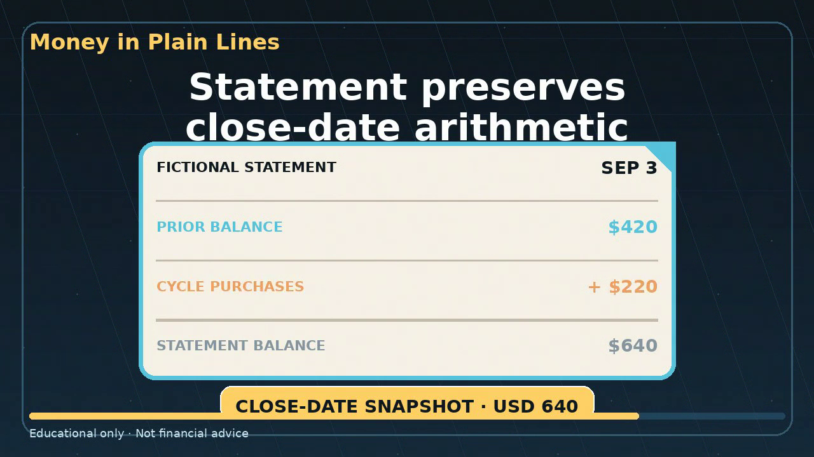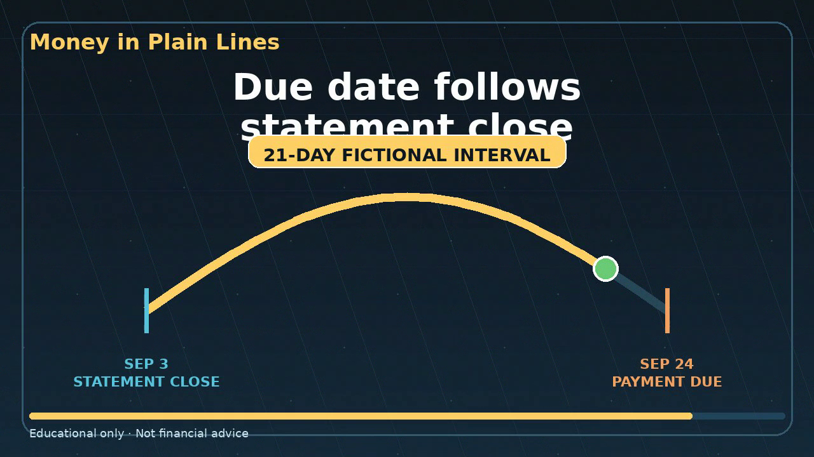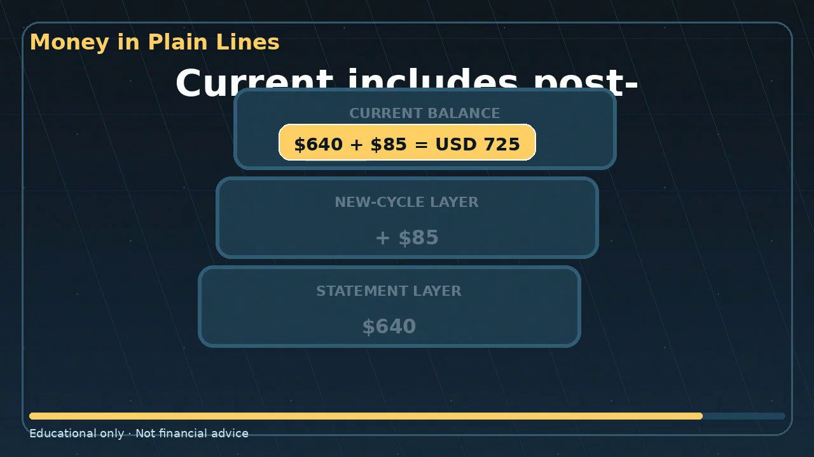Likewise, the current balance layer can include activity that the statement layer does not. In this example, current equals statement plus the new cycle purchase before the payment posts. That visible stack supports the $725 figure without implying that every real current balance always has only two components. After the fictional $640 payment posts, the payment match scene leaves $85 as current balance under the no other changes assumption. The display is a reconciliation of this one sequence, not a recommendation about how much anyone should pay and not a claim about interest, minimum payments, or grace periods.